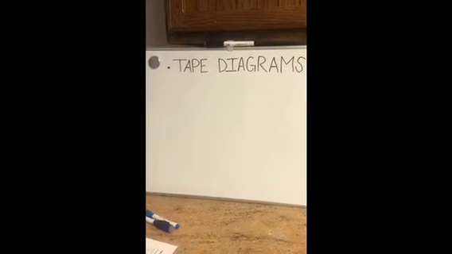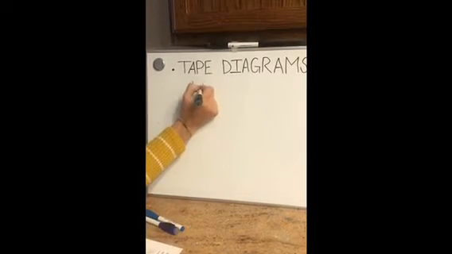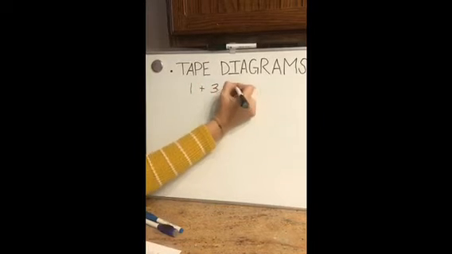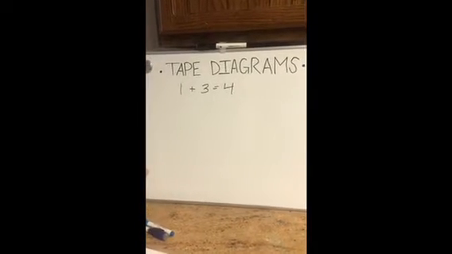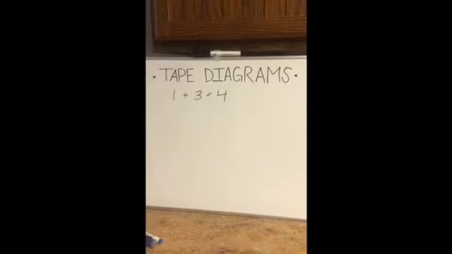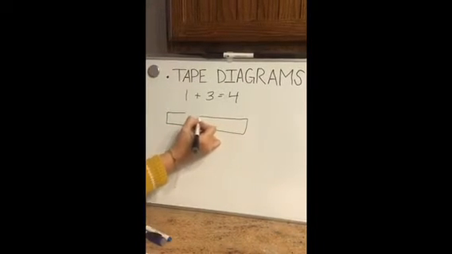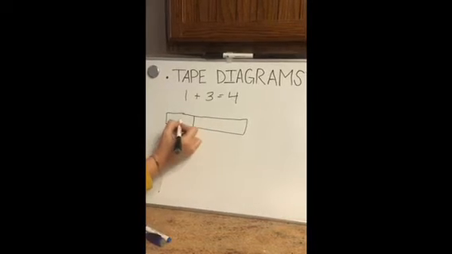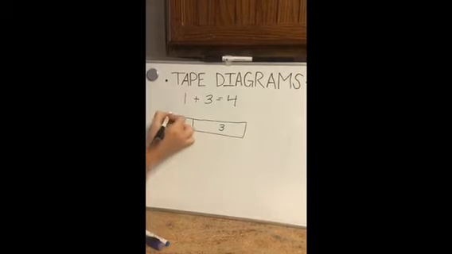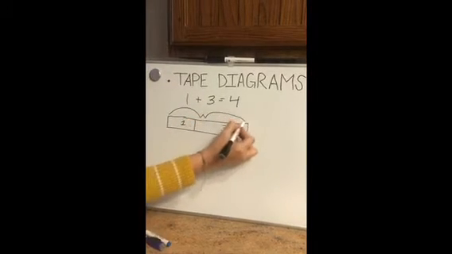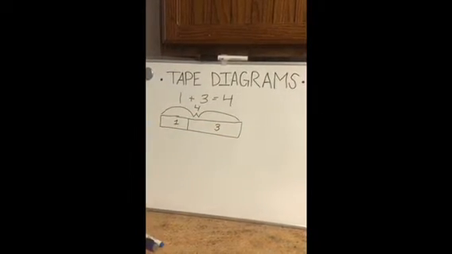Tape diagrams are a really cool tool for representing quantities. So take a look at this equation right here. We have 1 plus 3 equals 4. If I want to represent this equation using a tape diagram, then I could write it like this. This section represents 1. This section represents 3. And this whole thing equals 4. Okay? So this is a tape diagram.